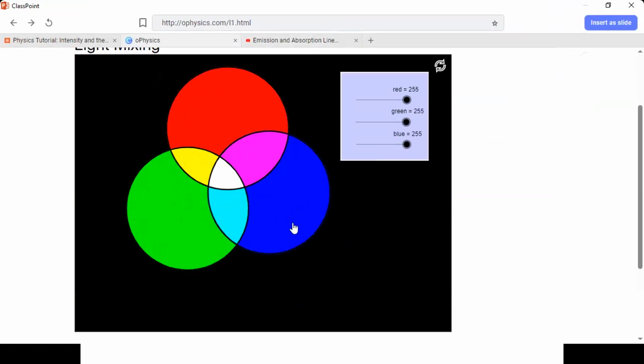So overlap is just mixing these colors, with light and also with paint. We just created three subtractive colors: yellow, magenta, and cyan by mixing these primary colors. And by adding all three primary colors, we get white.